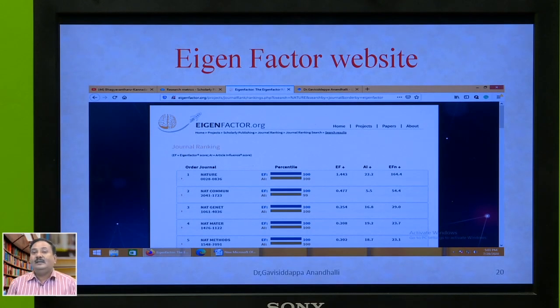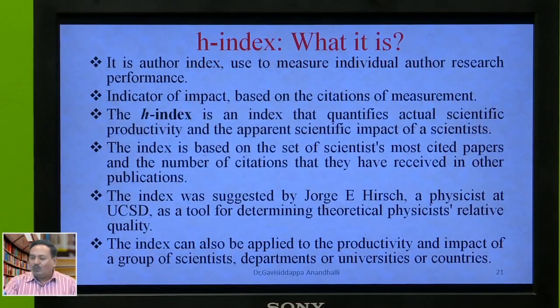This is the official website of the Eigenfactor. It will give the percentile as well as the Eigenfactor value of the given journal. Based on this, you can decide the quality of a journal which is indexed in the Web of Science.